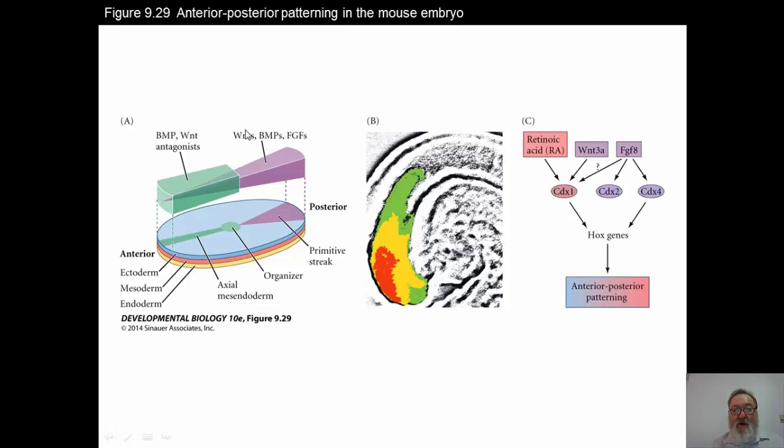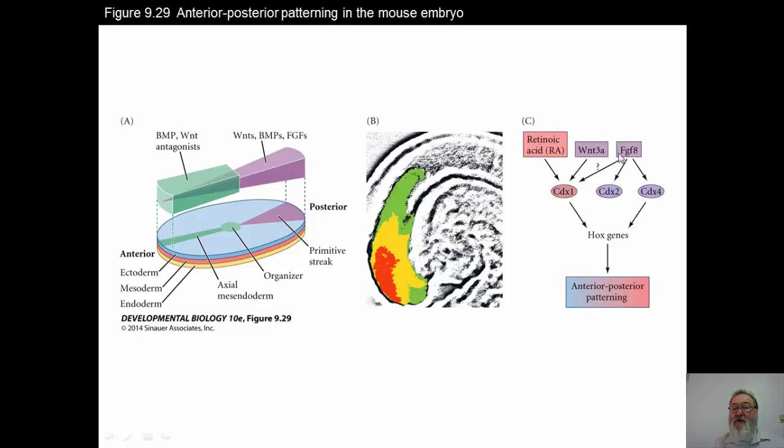And so if you have the FGFs and WNTs and BMPs, you would get posterior area, and if you have other antagonists to these, then you get anterior. The BMP and WNT antagonists neutralize the effect of these, and you will get the anterior components of the embryo. This is simply a diagrammatic representation which shows staining intensity, this happens to be FGF8, in terms of patterning in the embryo.